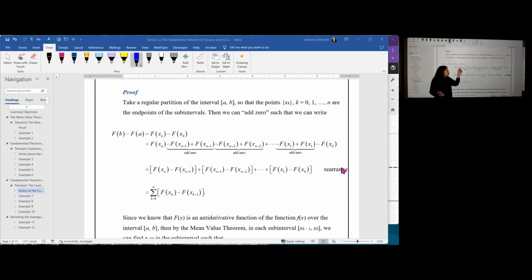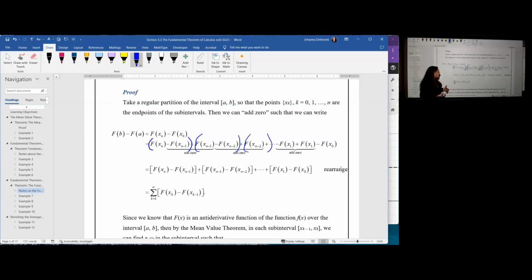So I subtract the antiderivative of x sub n minus 1, and I add the antiderivative at x sub n minus 1. Since I'm adding and subtracting the same thing, I've added 0, which means I haven't changed it. I do this for every single x sub k between 0 and n. When I'm done, what I'm going to do is rearrange these. So I'm going to reorder them, and I'm going to group these two together, and then these two together, and the next two, and so on, all the way down to the end.